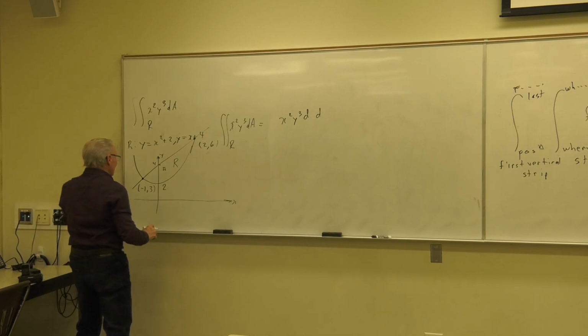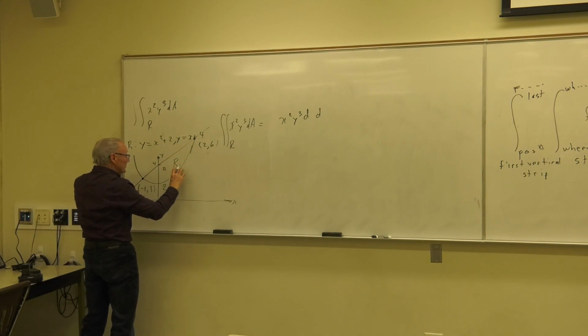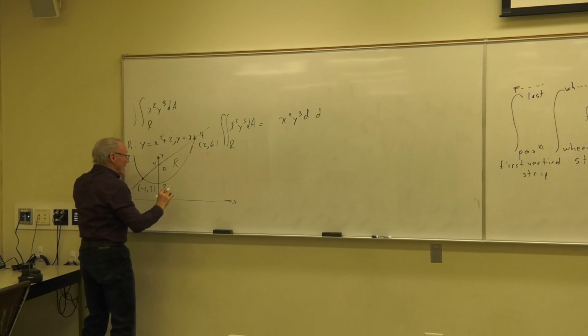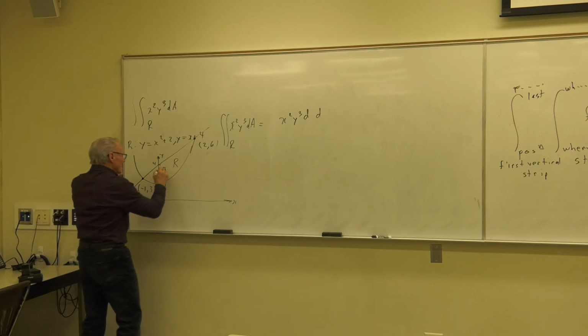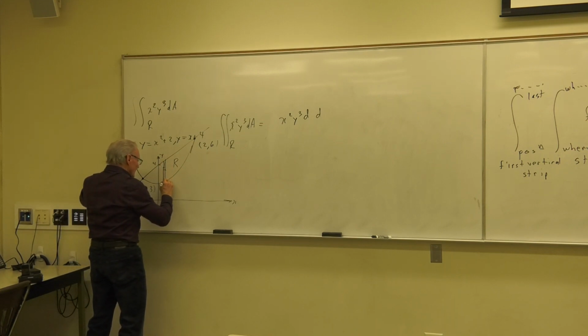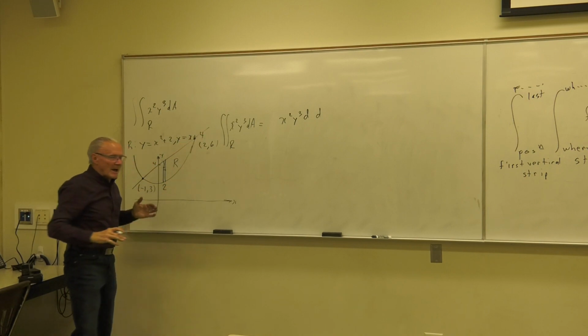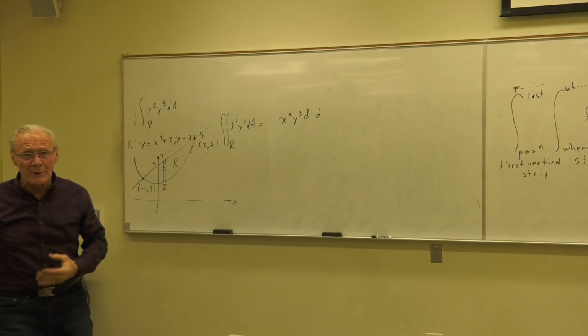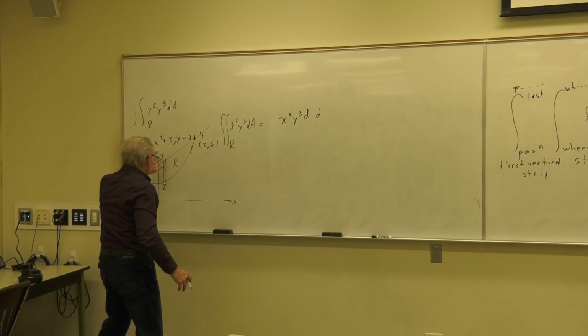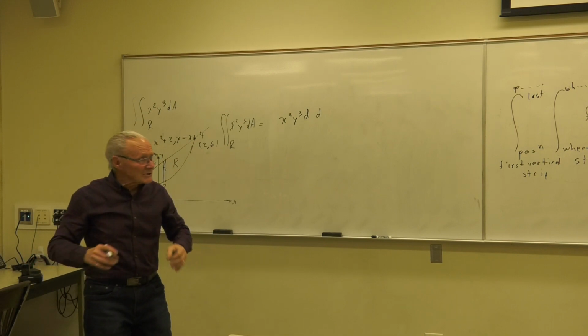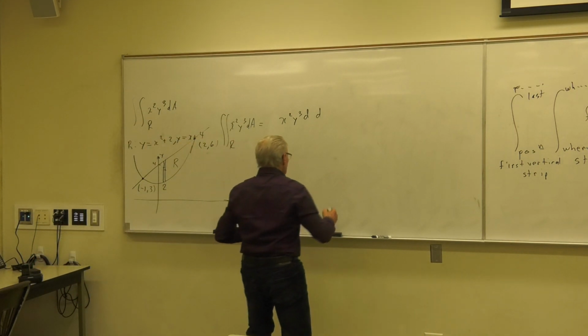Answer, clearly, I do not want horizontal strips. Some of them would start on the line and finish on the parabola. Other ones would start on the parabola and end on the parabola. I don't like that. But if I chose vertical strips, they all start on the parabola, they all end on the line, and I can get away with one double iterated integral. You can do it the other way, but you'll have to do two double iterated integrals. That's the choice that you make. I like dy dx.